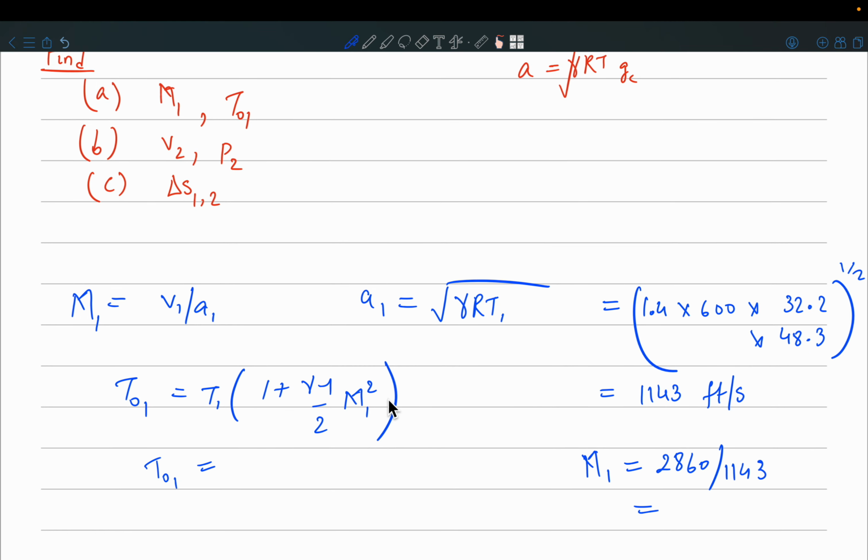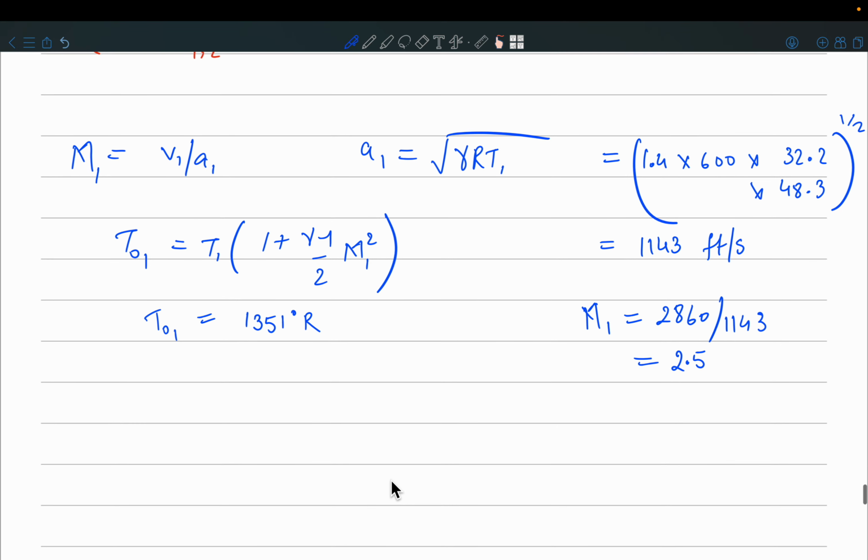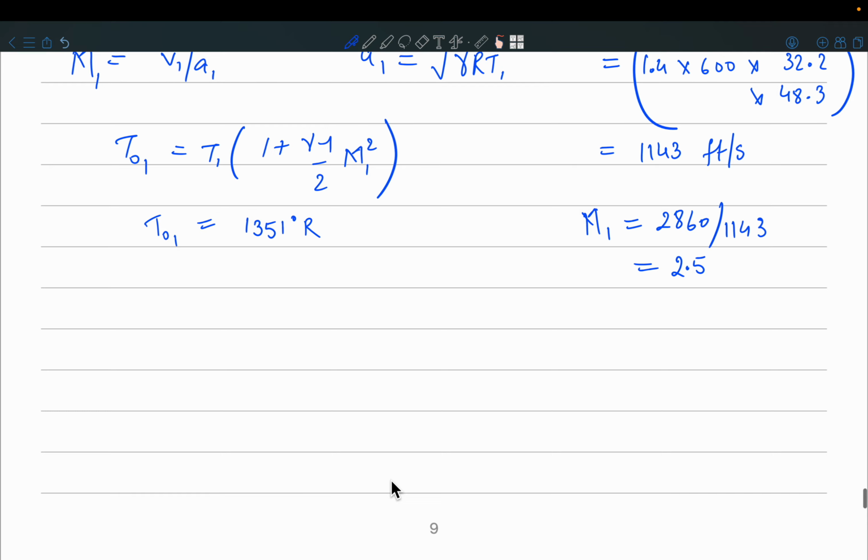T01 is... no, first tell me Mach value. What is Mach value? M1. Yeah, 2.5. Then why are you not getting T0? So the 1351.3, yeah, so it's approximately 1351 degree. Okay, so I think everyone is making the same mistake. You're not putting M square. You should be very careful.